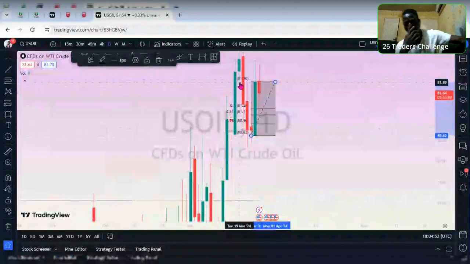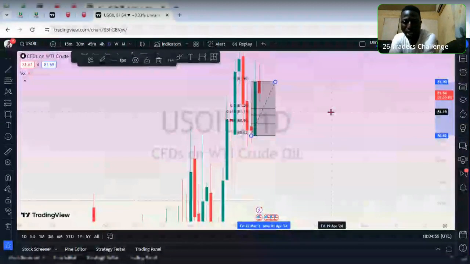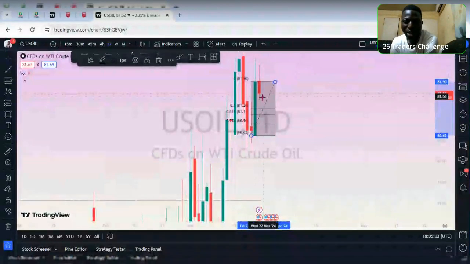Now, if we want to take a buy on this market, you have to wait for this red candle to fall into any of these zones before you can take a buy.